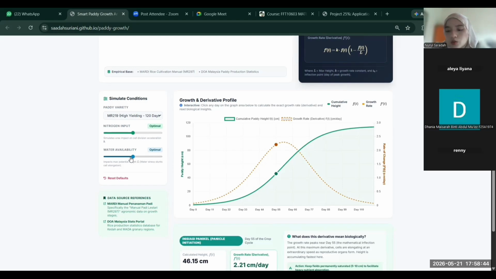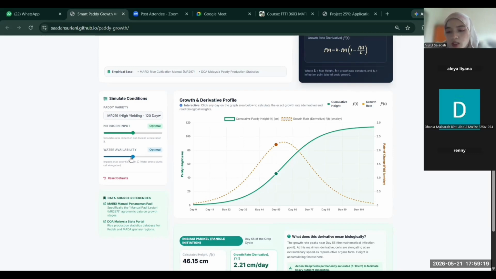Secondly, under optimal resource conditions, MR219's maximum genetic potential is realized. The mechanism: with optimal water availability, turgor pressure is perfectly maintained, allowing maximum cell elongation to reach its true genetic height potential. The outcome of optimal nitrogen allows smooth, sustained cell division across its long vegetative timeline, maximizing the development of stronger tillers and large grain panicles.